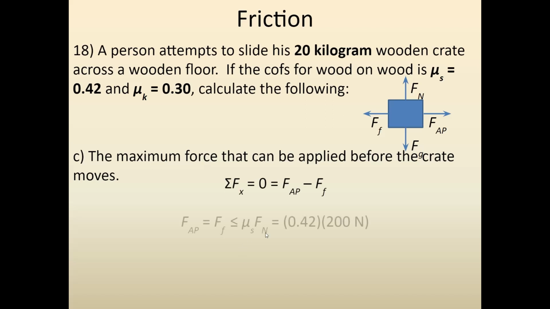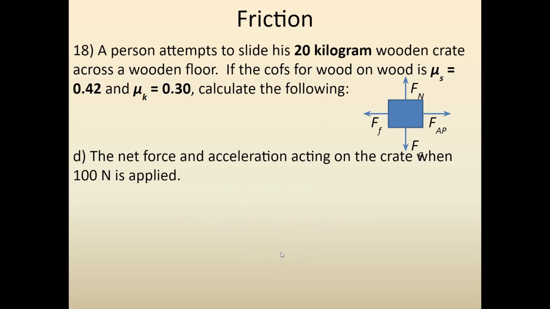So Ff is less than or equal to mu Fn. Plug in the numbers, and we get 84. So again, because the forces in the x direction are going to be balanced, because the object is at rest, then I know that the applied force will also be a max of 84. And then what's the net force and acceleration when 100 newtons is being applied?